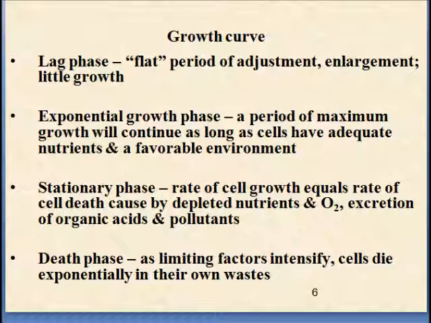As limiting factors intensify, as there are fewer and fewer nutrients and more waste products and pollutants, eventually the cells will die, also exponentially. They die off very rapidly, pretty much drowning in their own waste products. This is one of the reasons why a bottle of wine can only have about 7% alcohol. It's because at that point, the yeast organisms have polluted the environment with sufficient quantities of alcohol to actually have killed off the yeast.